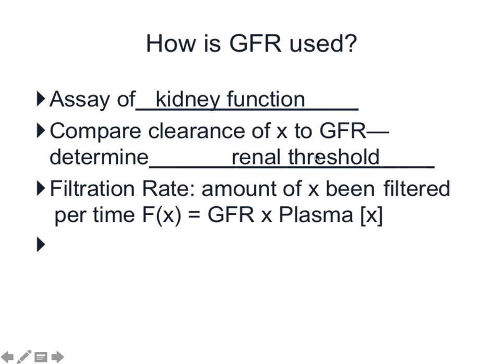It can decide the renal threshold. Renal threshold is a concentration. Because the molecules, once they've been filtered in, your kidney has to take them back, like glucose, you want them to take it back. And the maximum concentration your kidney can handle is called the renal threshold. So renal threshold is just a concentration.